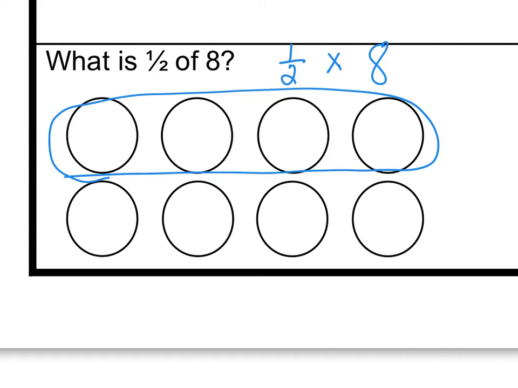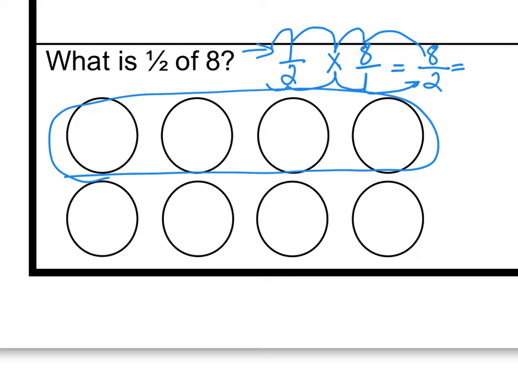And 8, we still want it to be 8, but we want to change it into a fraction. And the fraction that means 8 is 8 over 1. So we're going to change that as well. Now we just multiply straight across. We do 1 times 8 equals 8. And 2 times 1 equals 2.